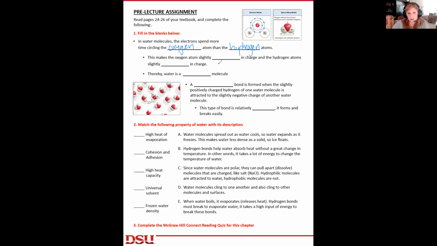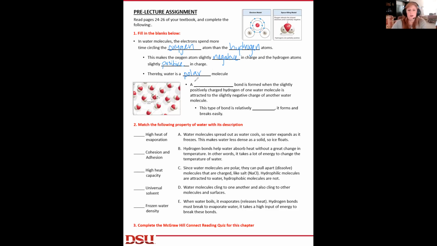This makes the oxygen atom slightly negative in charge, just because the electrons are hanging out a little closer to it, and the hydrogen atoms are slightly positive. These are partial charges, so it's not like what you'd get with an ion, okay? These partial charges with the oxygen and hydrogen make water a polar molecule. Polar because it kind of has a positive end and a negative end, the poles, right?